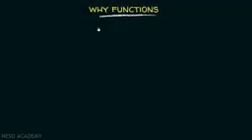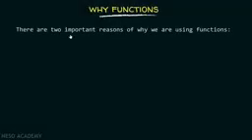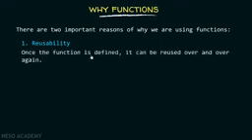Why functions? There are two important reasons of why we are using functions. The first reason is reusability. That is, once the function is defined, it can be reused over and over again. You can reuse the function again and again in your code without defining its functionality. It is once defined and can be reused again and again.